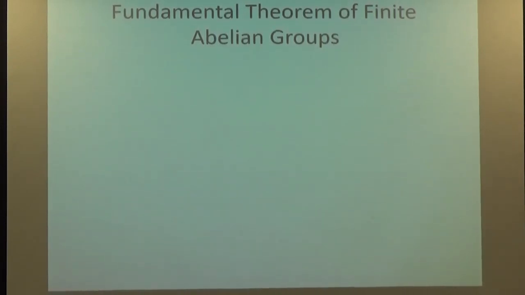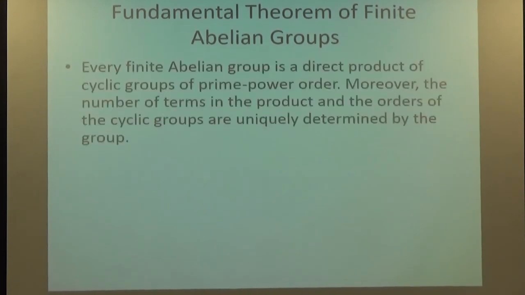It's called the Fundamental Theorem of Finite Abelian Groups. It says this: every finite abelian group is a direct product. They don't say whether it's external or internal. But maybe it doesn't matter, or maybe either one works. A direct product of cyclic groups of prime power order. Moreover, the number of terms in the product and the orders of the cyclic groups are uniquely determined by the original group.